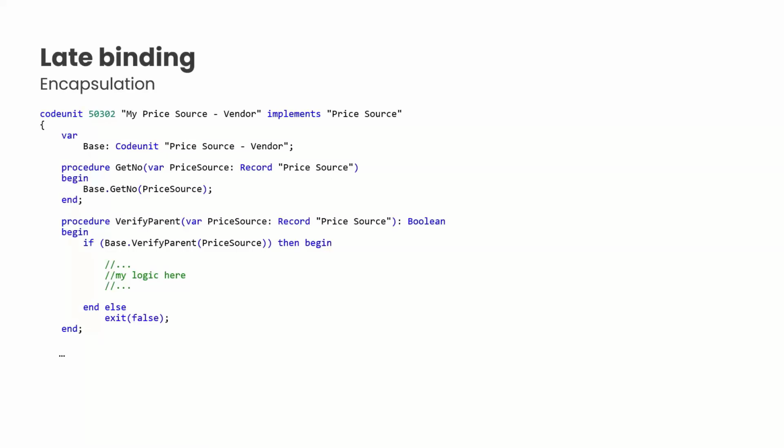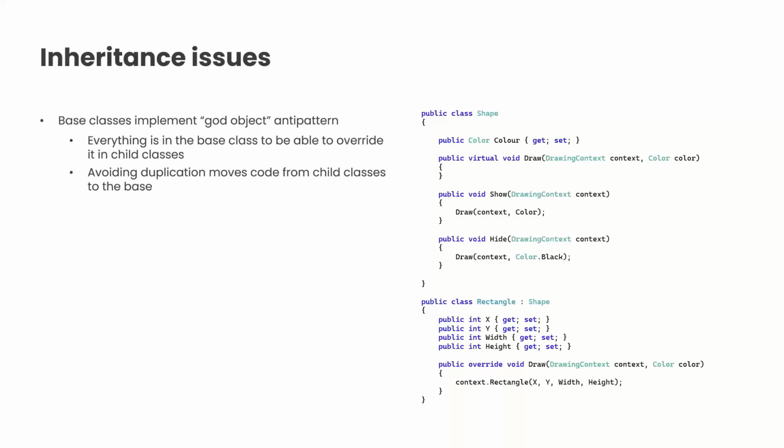Okay. So here I have just this example of late binding as encapsulation, how you can do it in AL. Like here, as you can see, you can have this base global variable, which contains this original Microsoft code unit, and then when you implement the methods, you can just call base.getNumber or base.verifyPayment, and then put our custom logic here if you want to change something. So now I still want to talk about inheritance and the issues with inheritance.